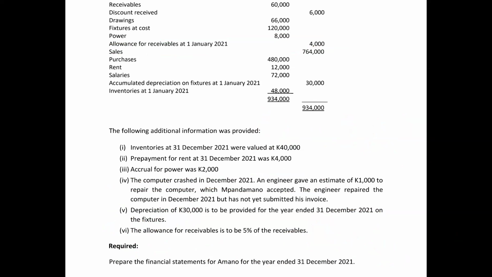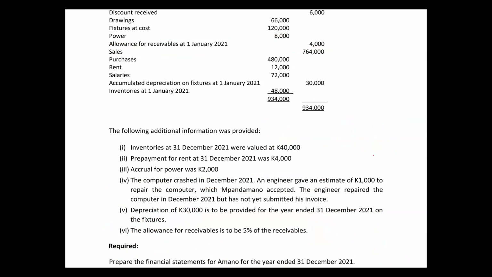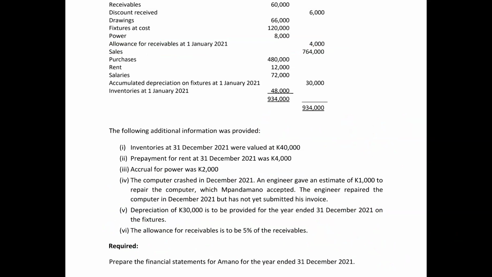Which one is 5,000? Sorry, not 5,000, because you've said we should subtract 3,000 from 60. Yes, in the balance sheet. Now, what I was explaining was in the profit and loss. Now, when you got the balance, okay, yeah, that's a treatment.